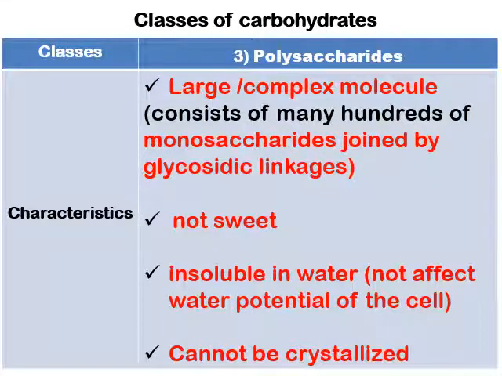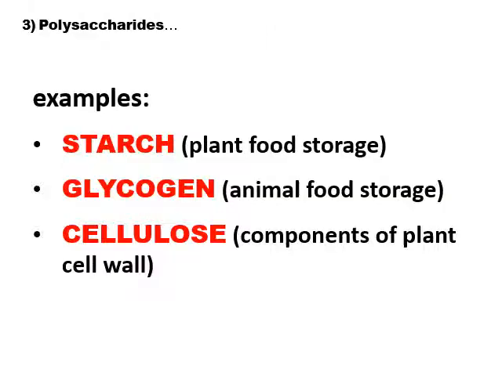Next are the characteristics of polysaccharides. A polysaccharide is a large, complex molecule consisting of many hundreds of monosaccharides joined by glycosidic linkages. Different from disaccharides and monosaccharides, polysaccharides are not sweet and are insoluble in water, so they do not affect the water potential of the cell, and polysaccharides cannot be crystallized. Examples of polysaccharides are starch, which acts as plant food storage, glycogen as animal food storage, and lastly cellulose as the main component of the plant cell wall.